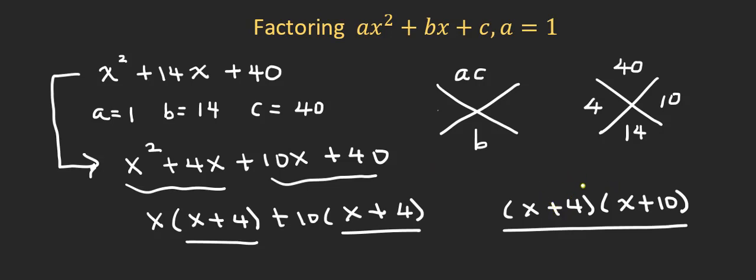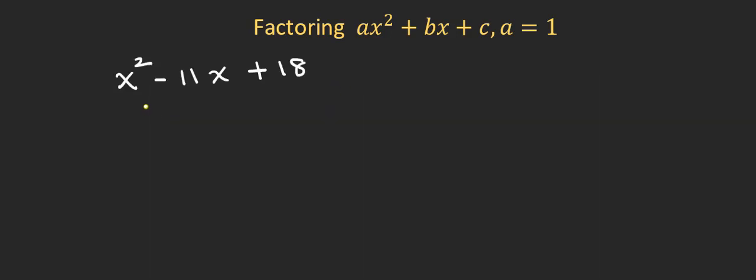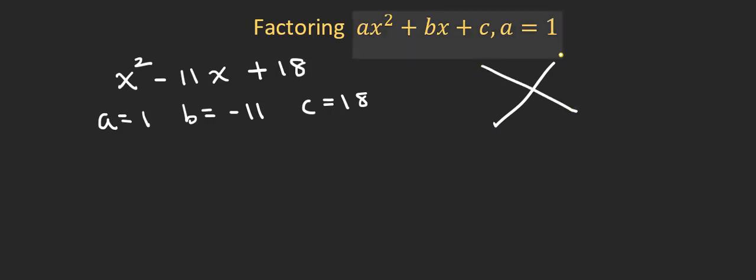Again, you can check your answer by distributing or foiling it and see if you get x squared plus 14x plus 40. Let's take a look at x squared minus 11x plus 18. What is our a? A is 1. What is b? Negative 11. And what is c? 18. So again, a times c is 18, and b is negative 11.